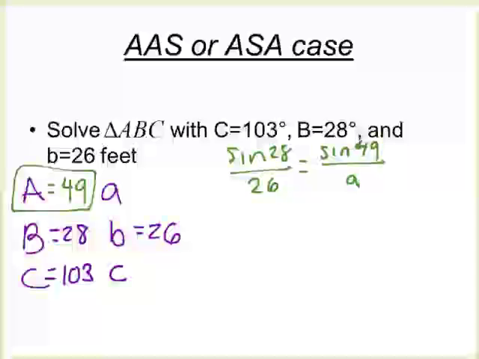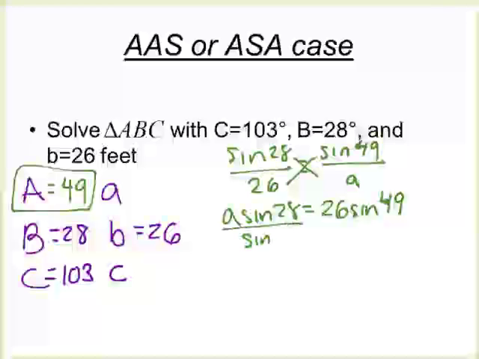How do we solve stuff that looks like that with the 2 fractions? Cross multiply. So that gives me A times sine 28 equals 26 times sine of 49. And I'm trying to solve for A, so how do I get A alone? Divide by the sine of 28.